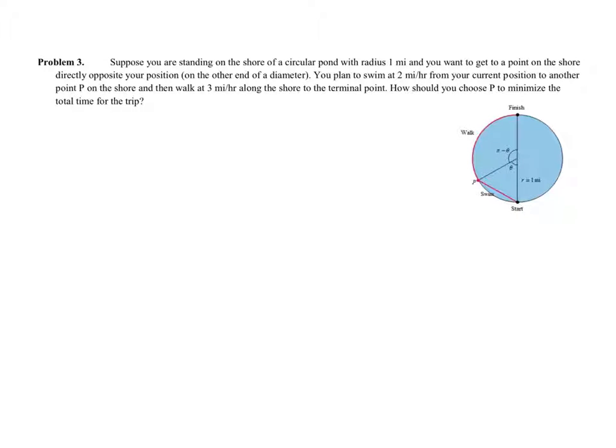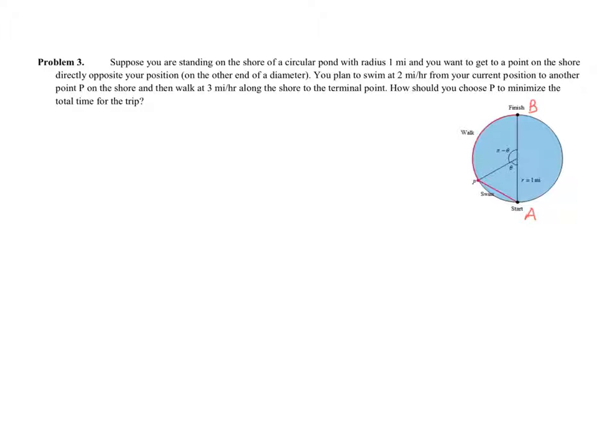Let's look at this problem. You are supposed to travel from this starting point of a pond to the opposite side of the pond, and then your plan is to swim from the starting point. How about we just call the starting point A and the ending point B?